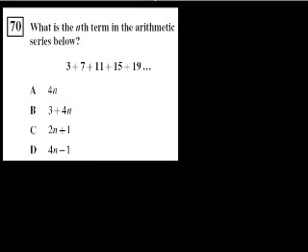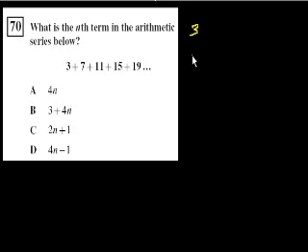We're on problem 70, and they still want us to do some sequences in series. What is the nth term in the arithmetic series below? Which means that it just increases by a constant amount every term. So let's think about it a little bit. The first term is 3, and then we increment it by 4 each time.